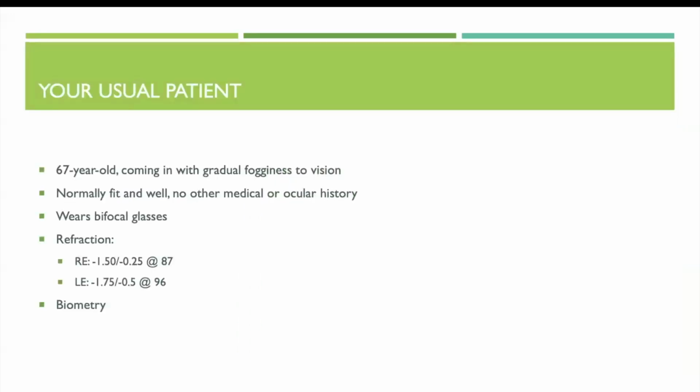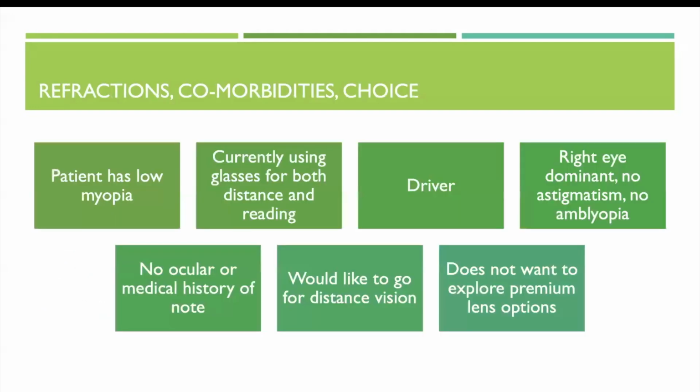So let's go through a bit of a case. You've got a usual patient coming in, 67-year-old, gradual fogginess to the vision. They're normally fit and well, no other medical or ocular history, and they wear bifocals. Their refraction shows a low myopia in both eyes, and the biometry is as follows. And noted on the refraction as well, there's not a lot of difference between the two eyes, and they're using their bifocal glasses. So they have low myopia.